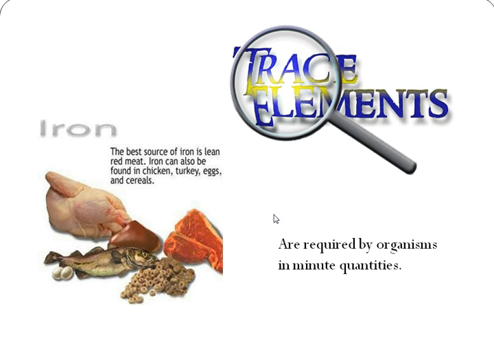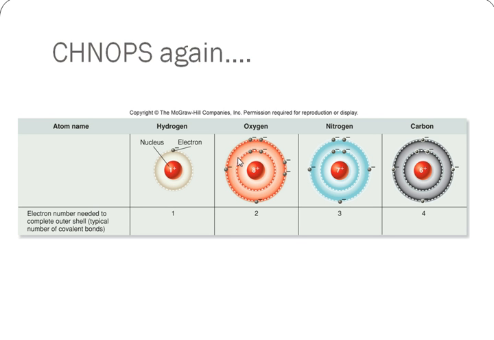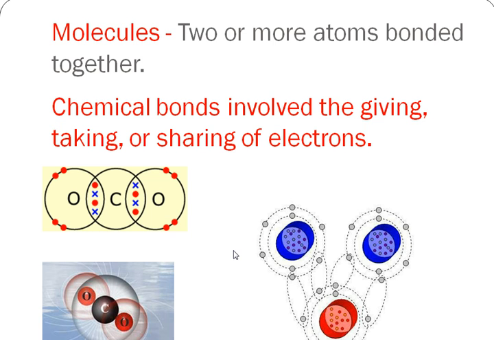Let's go through trace elements a little bit. We also need iron. Oh, here's CHNOPS again. And you'll see that we need 4 here, we need 3 here, we need 2 here, and 1 more there. So that makes them really react often and well. So when they react, they make a molecule, and chemical bonds involve the giving, taking, or sharing of electrons. So they're going to give it away, take it from somebody else, or share it.